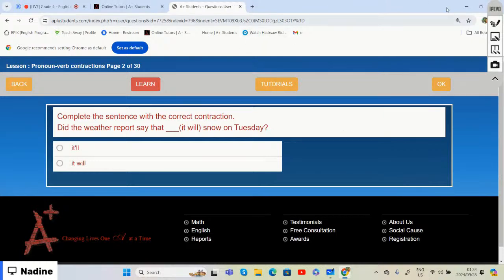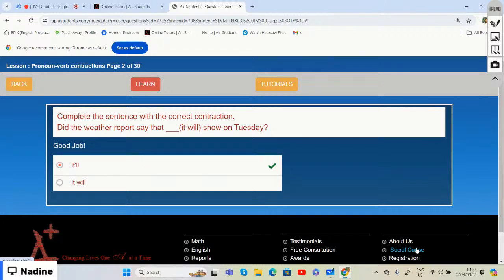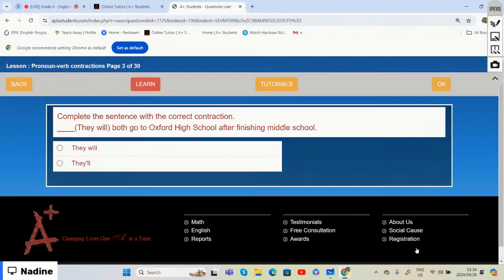And if we were to choose the correct one, we will choose option one. It will, it'll snow on Tuesday. Yeah, so well done. Option one is correct. Well done.